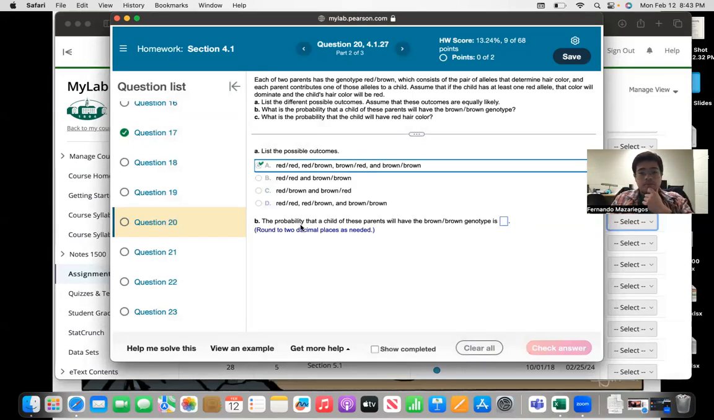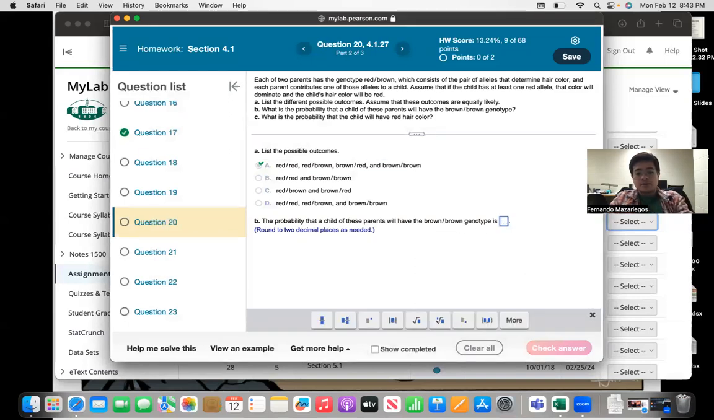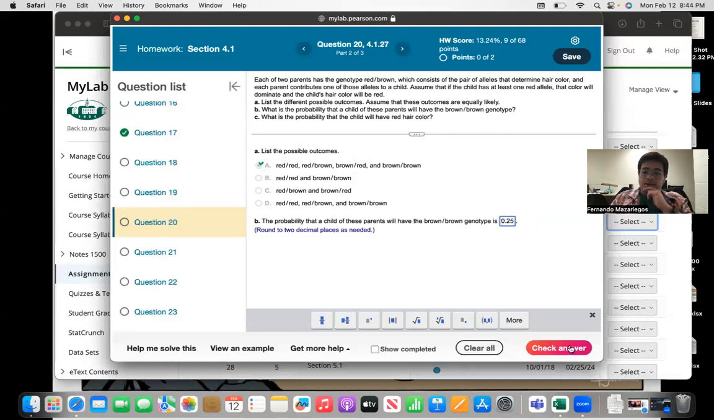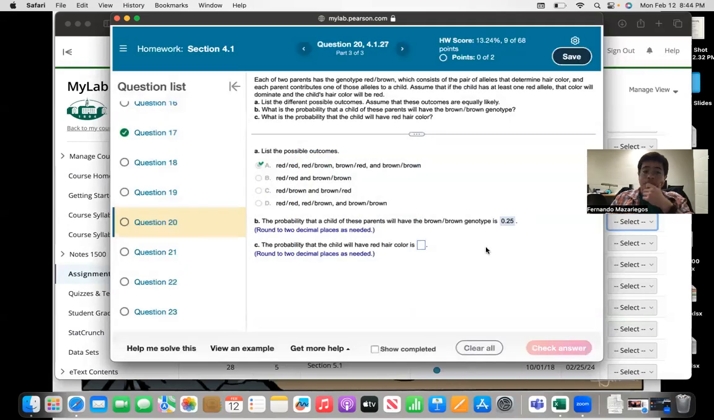Part B, the probability that a child of these parents will have the brown-brown genotype is 0.25. How do we know this? Because we have four possible outcomes. That is the amount of outcomes in our sample space. And in only one of those, the genotype is brown-brown. So it has to be 0.25.